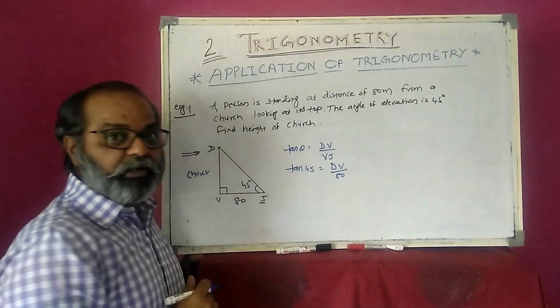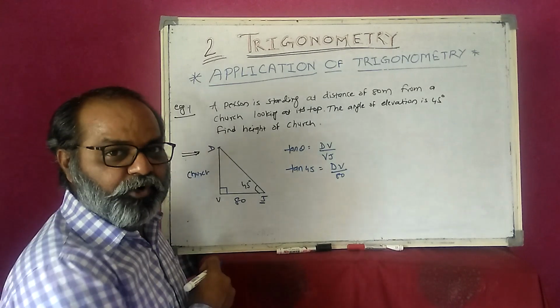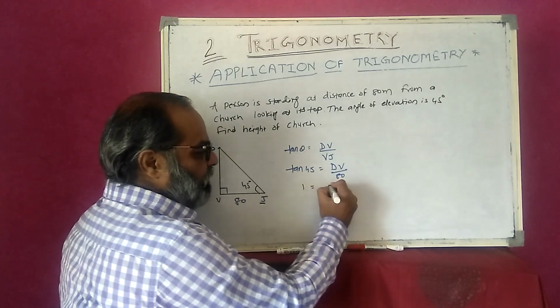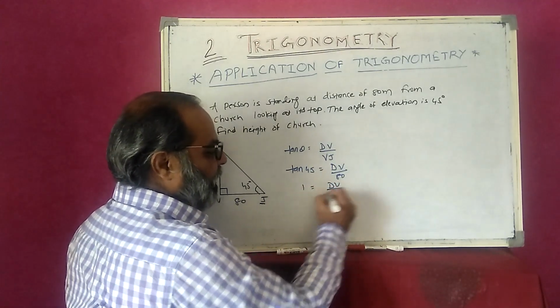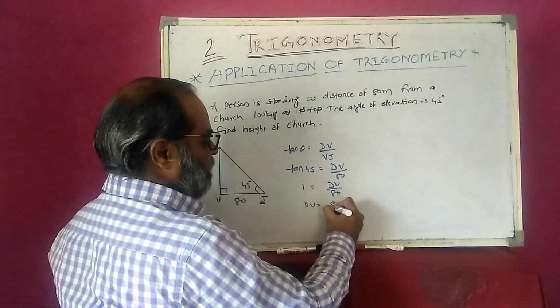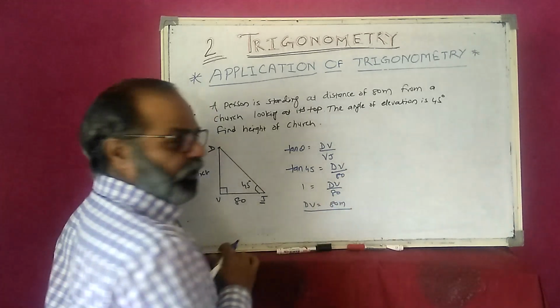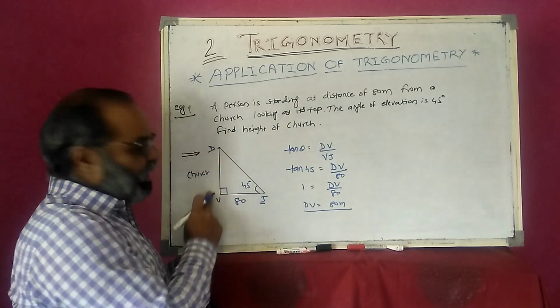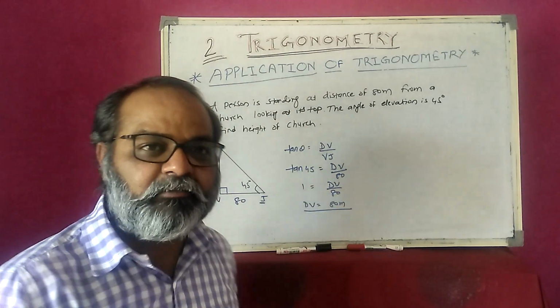So we know the value of tan 45. What is tan 45? It is 1. So 1 is equal to DV upon 80. So DV is what? The height of the church is 80 meters. Okay, so we just find the height by using trigonometry.